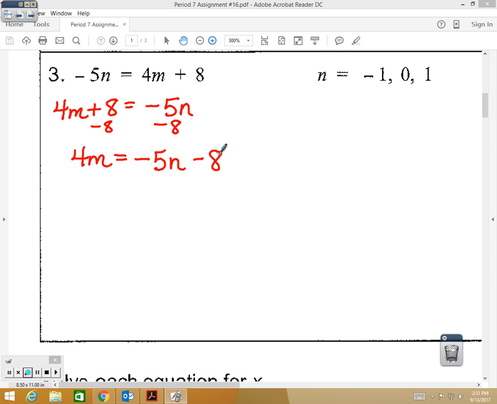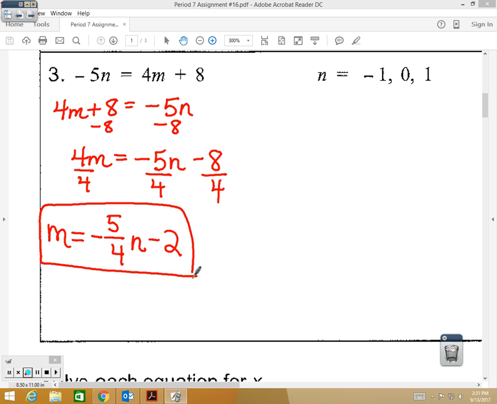And lastly, I'm going to divide by 4. And over here, I need to divide both of these terms by 4. So that gives me m equals negative 5 over 4 n, and then negative 8 divided by 4 is a negative 2. So this is the equation that we're going to use when we start going over here substituting in for the n. I'm going to switch colors to make it a little less confusing.